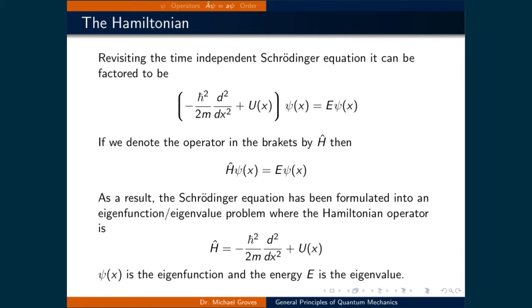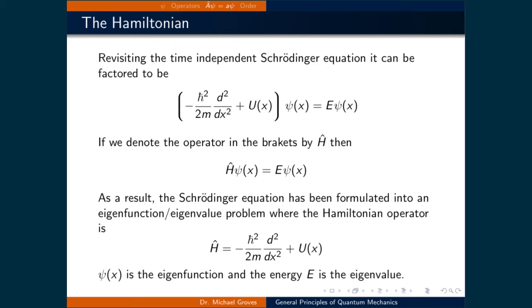Let's apply this to a quantum mechanics specific example. On the first line, the Schrödinger equation has been written out where psi has been factored out on the left-hand side. All the terms in the brackets, being the minus h bar squared over 2m times d squared by dx squared plus u, represents an operator we just defined, the Hamiltonian.